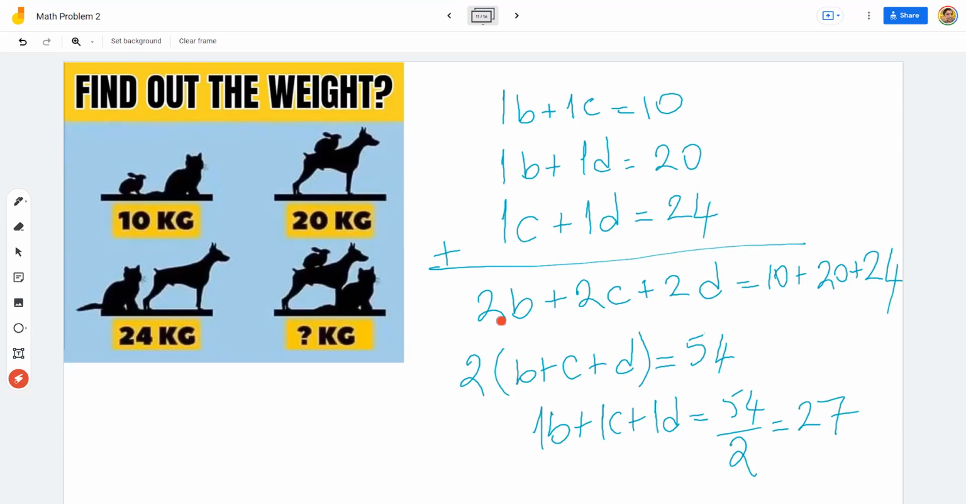So again, we can simplify this. Since 2 is a common factor for each term, we can factorize this expression and factor out 2. So it will be 2 times (b plus c plus d) equals 54. Since we need 1b, 1d, and 1c, this is exactly what we need without this 2. So if we divide both sides by 2, we will get the result. So total of 1 bunny, 1 cat, 1 dog equals 27.